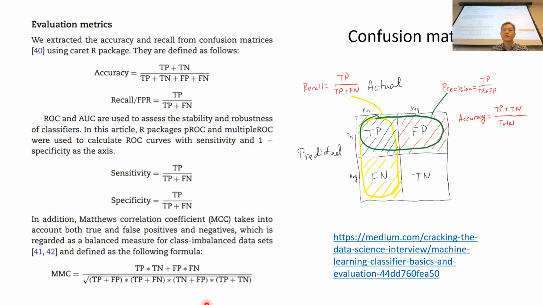I think you know this confusion matrix. In this corner, you have true positive and true negative, and you will try to avoid false positive and false negative in these two corners, upside and bottom.